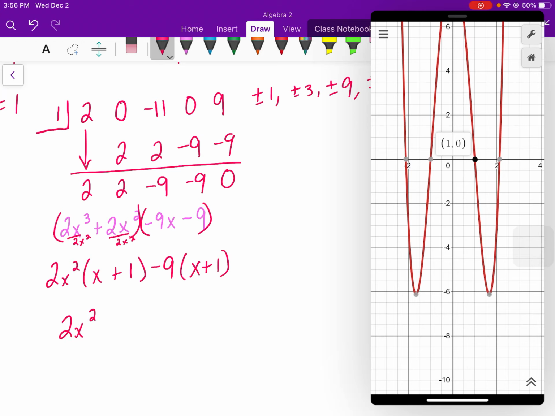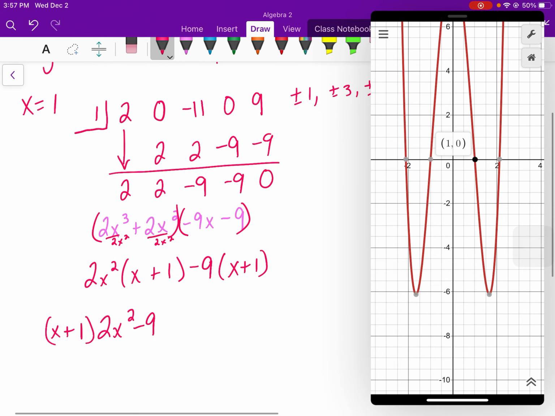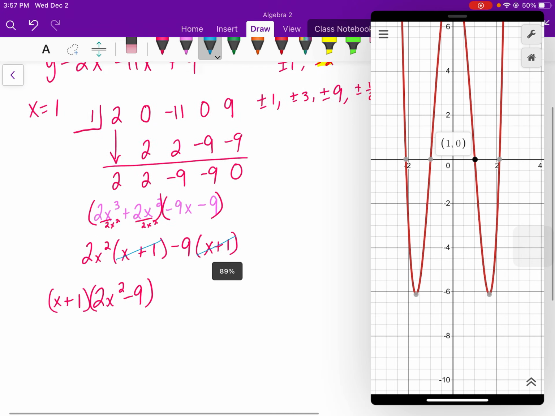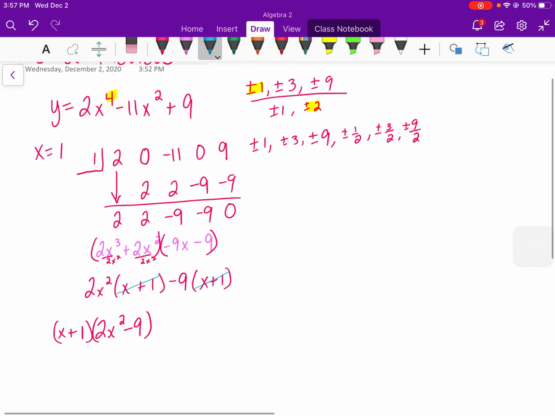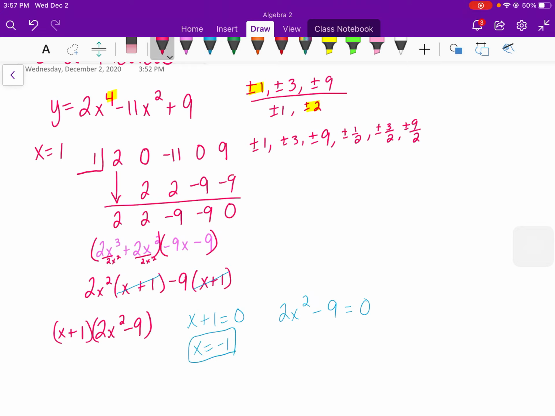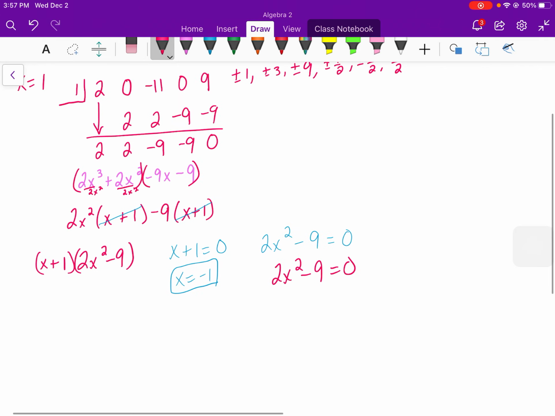And then I get 2x squared minus 9 if I take out the x plus 1. Sorry, I'm jumping around a little bit. Take out the x plus 1 from each of these factors, and you're left with a 2x squared minus 9. Then finish solving from there. So x plus 1 equals 0, or 2x squared minus 9 equals 0. So here we're going to get x equals -1, and then 2x squared minus 9 equals 0.